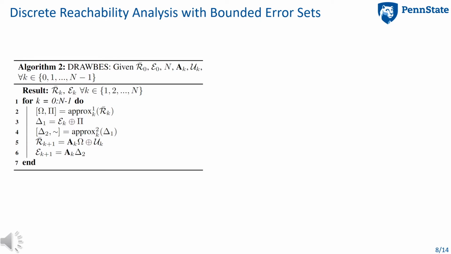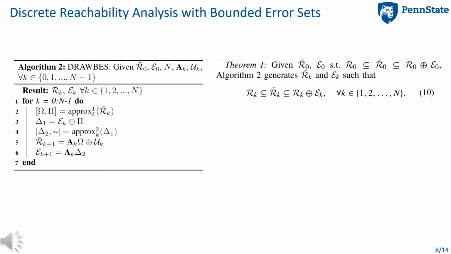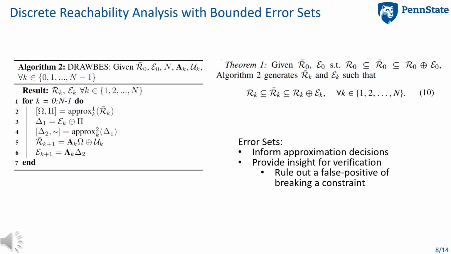The main result of the paper is given in Theorem 1. The algorithm produces a reachable set over approximation and error sets that satisfy the containment condition given in equation 10. For small error sets, the over-approximation error will also be small. These explicit error sets give insight into approximation decisions and also give insight into verification, such as the potential to rule out false positives. To give a better sense of the algorithm, we give form to the approximation operators and demonstrate the benefits of the algorithm using a periodic partial boxing approximation implementation for zonotopes.